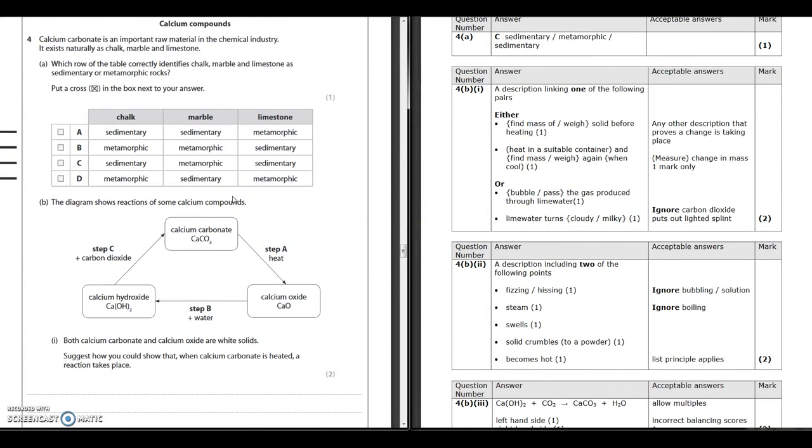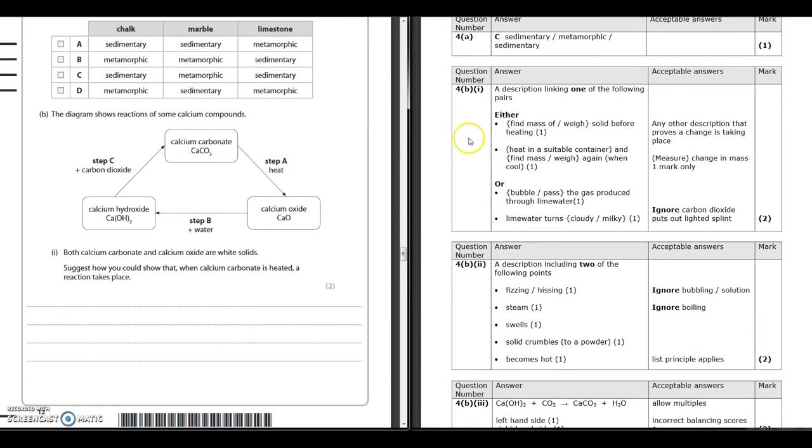Question 4. We're looking first of all at this table and which line's true. Chalk is sedimentary, so it's got to be A or B. Marble is not sedimentary, it's metamorphic. You make it from chalk, so we know it's line C. Nice and easy. For B, looking at the reactions of calcium compounds, get used to this, learn this stuff off by heart. This is something they'd love to ask you about for equations and balancing equations, and about lime water and limestone and its reactions. Should be your best mate.